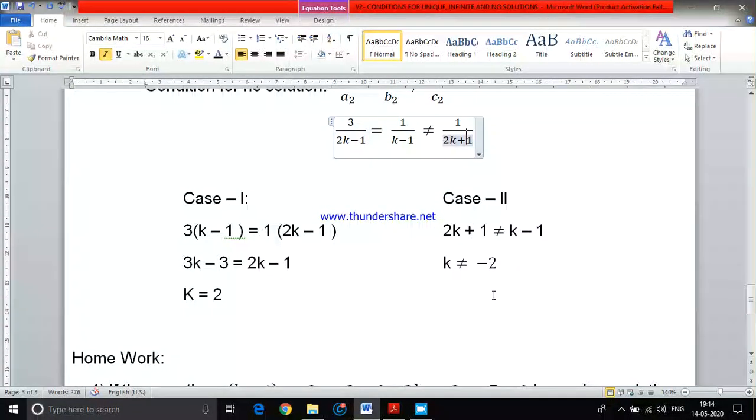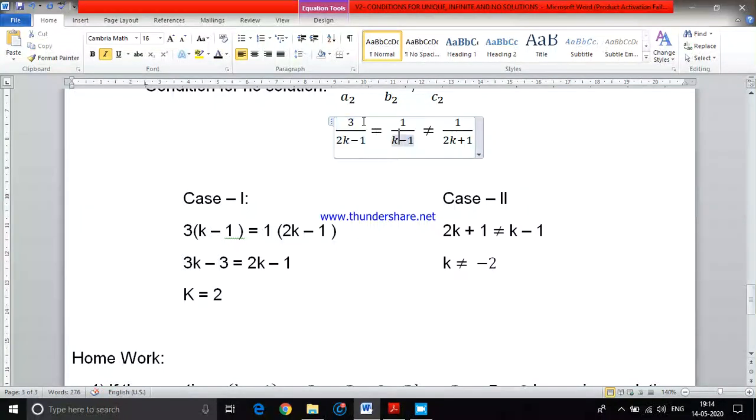Now here two cases will come when I want to find the value. Students get the doubt whether I have to consider this case or whether I have to consider this case. Which one do I have to consider? So here I solve for both cases. Case 1, I solve for this: 3 upon 2k minus 1 equals 1 upon k minus 1.